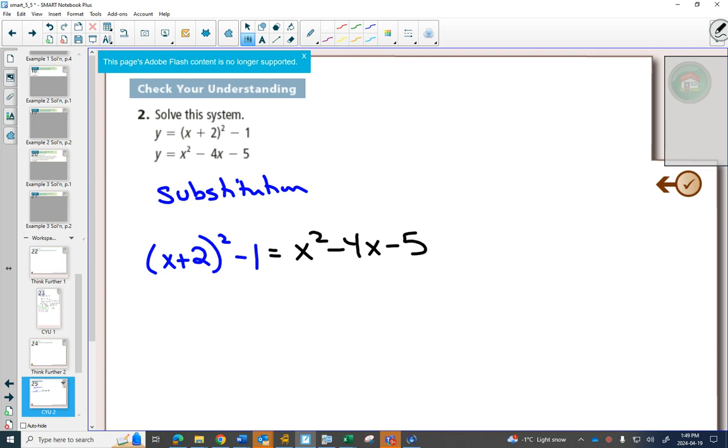Now before I can combine my like terms, I have to do a little bit of algebra. The x plus 2 all squared, I have to multiply that out. X plus 2 times x plus 2 is x squared plus 4x plus 4. Make sure that you multiply and distribute all of that out.